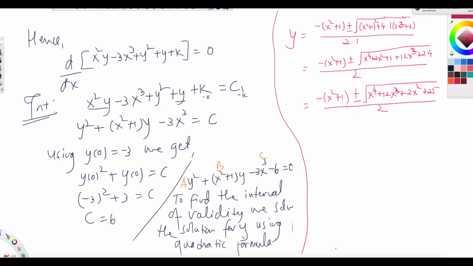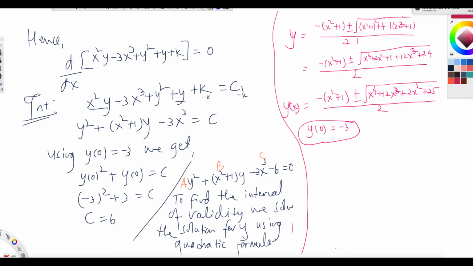So what is the interval of validity? The solution, this y as a function of x, is defined only if this quantity under the root is nonnegative, right? But by the way, if you use the initial condition, which one should we pick, plus or minus? What is the initial condition? y at 0 equals negative 3, right? So let us set x equal to 0. What do you get? It will be 0 minus 1, and then plus or minus, it will be 0, 0, 0, and then this will be 25. The root of 25 will be 5, right?